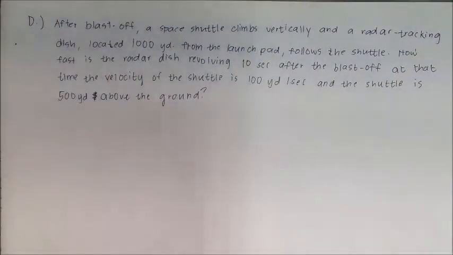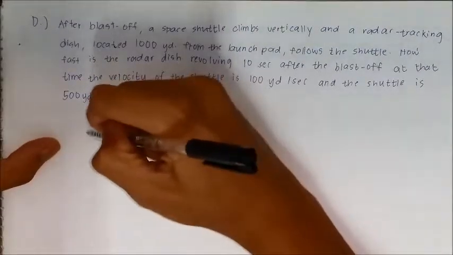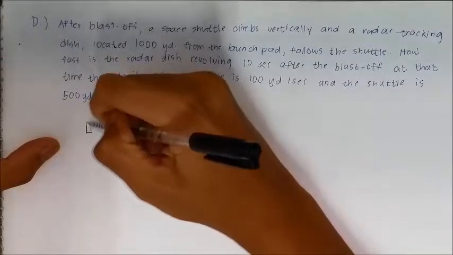Okay, so my question, I'll read it out. After blast off, a space shuttle climbs vertically and a radar tracking dish located 1,000 yards from the launch pad follows the shuttle. How fast is the radar dish revolving 10 seconds after the blast off? At that time, the velocity of the shuttle is 100 yards per second, and the shuttle is 500 yards above the ground. Okay, so this image will represent the space shuttle.